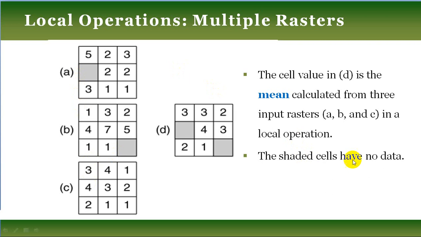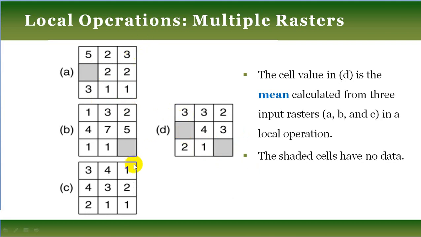The shaded cells have no data, as I told you. In these abstract rasters, those cells have no data. So when those cells have no data, although another raster has a value, in the output raster it will be considered as no data, because some of the rasters do not have any value. That is no data, that is no data. So the computer will not calculate anything for these 2 pixels. Otherwise this is basically a mean operation. I hope you understand.